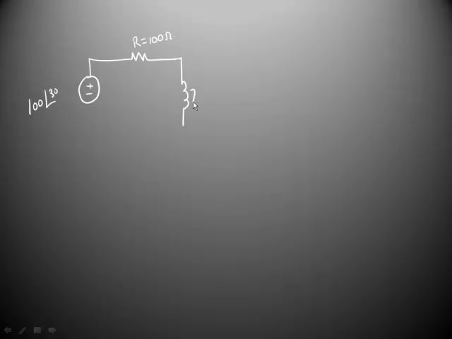Our impedance of the inductor was J150. And the impedance of our capacitor was minus J50. And these are ohms now.